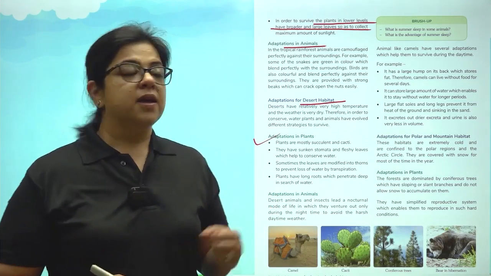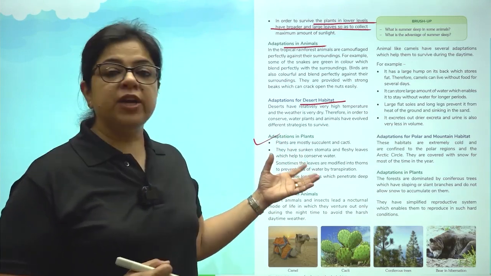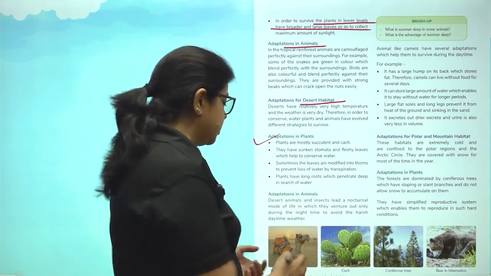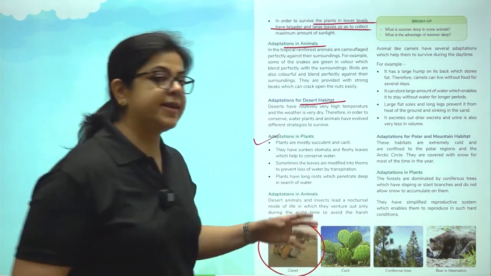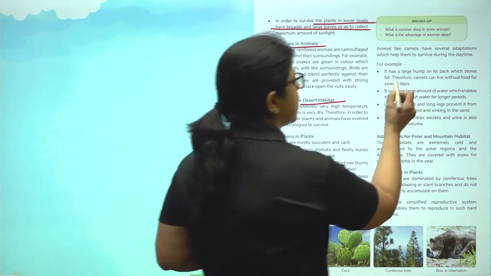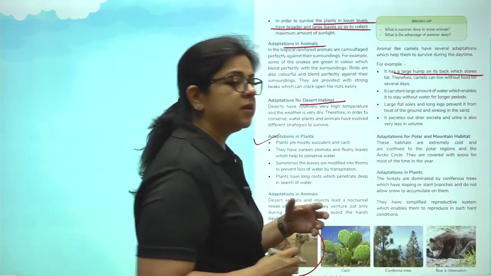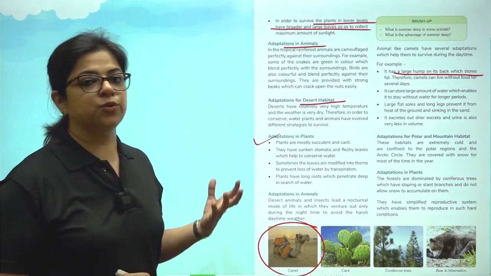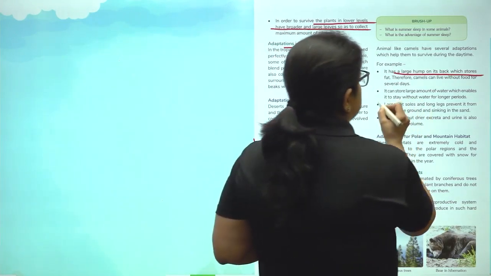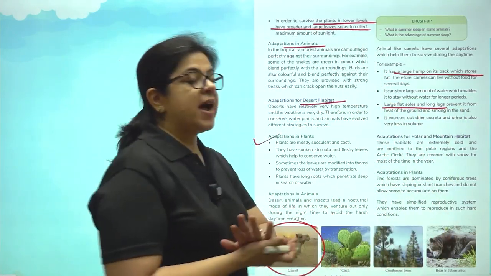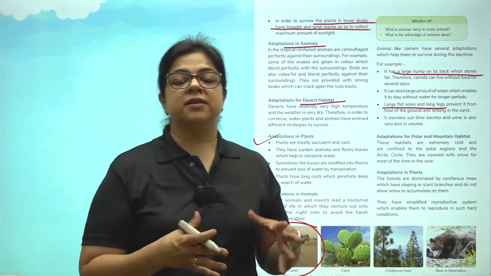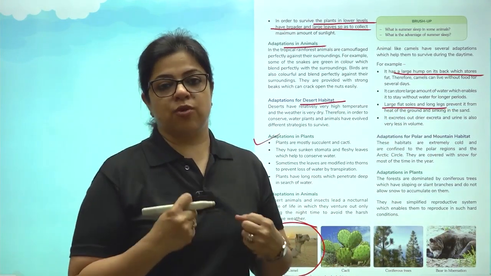Coming to the animals, we know that camel is known as the ship of the desert. It has got a large hump where it stores food and water. That is why it can survive without food and water for a long time. It has got large flat soles and legs that protect it from the heat of the dust.